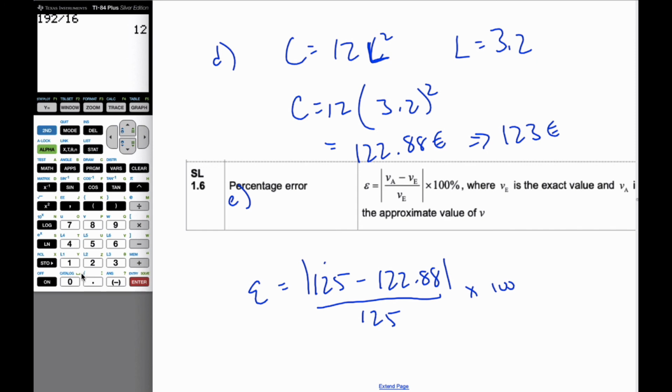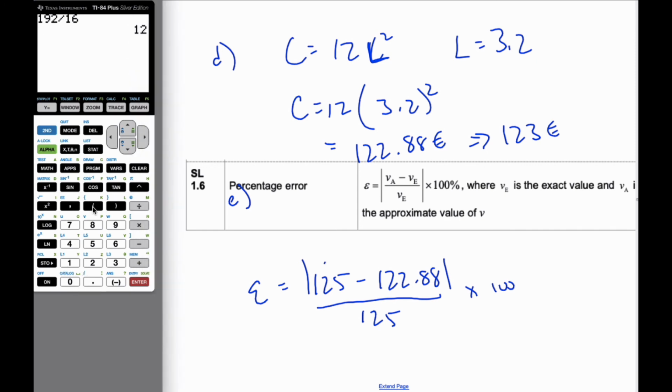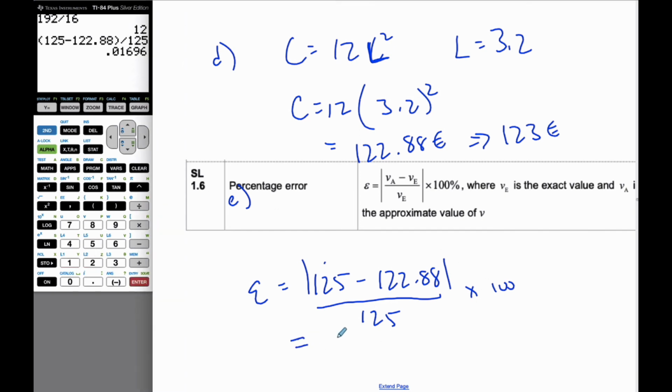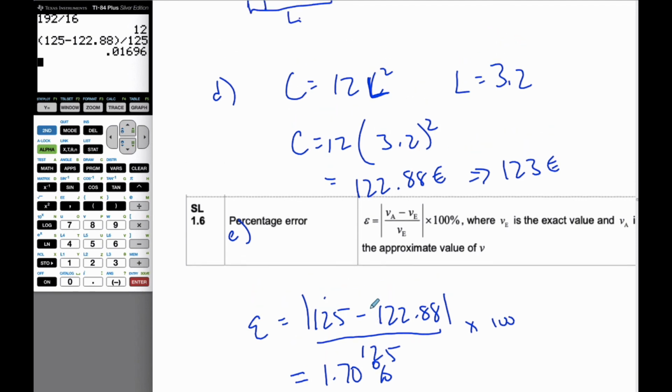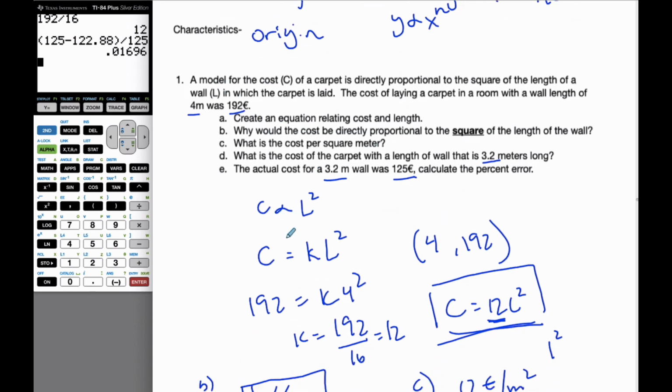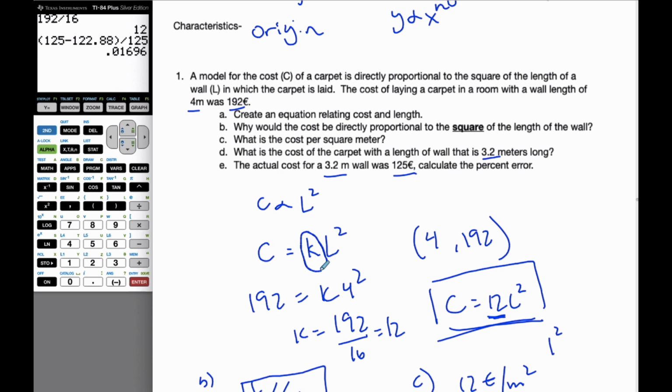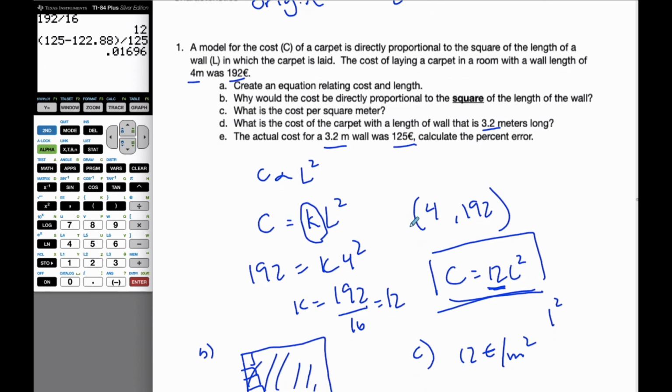If I put this in my calculator, 125 minus 122.88 divided by 125, I get 1.70% when I multiply that by 100. So this is my percentage to three significant figures. So in building direct variation, we have to find this constant of proportionality to make our equation, and then we use it like we would any other equation.